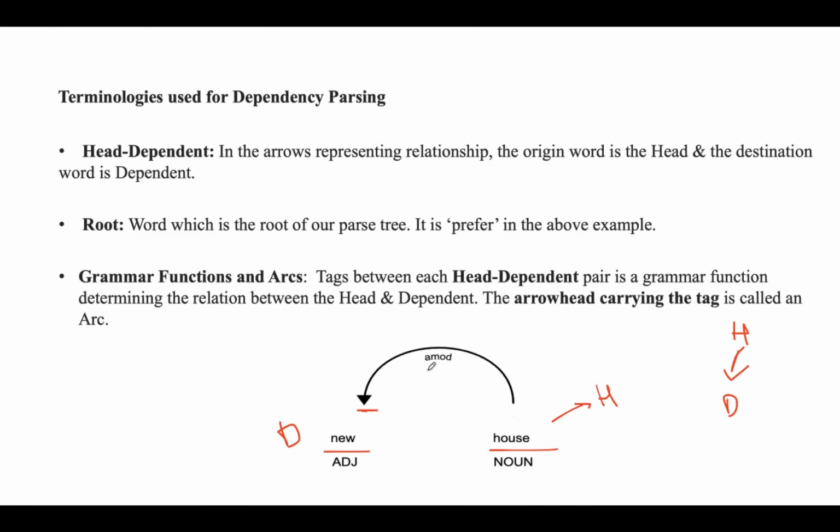And the tag which we use here is amod, that is adjective modifier. So new is an adjective. So as this new modifies the noun, if I say new house or if I say old house, then again it modifies the type of house here. So as an adjective is modifying the type of house here, the tag which we use is adjective modifier. So it shows the relationship between head and dependent.